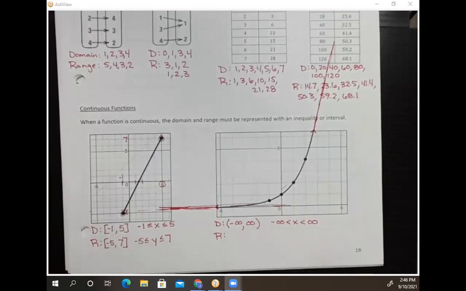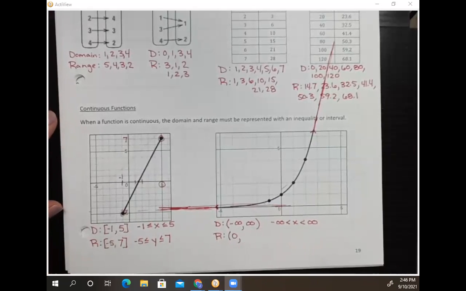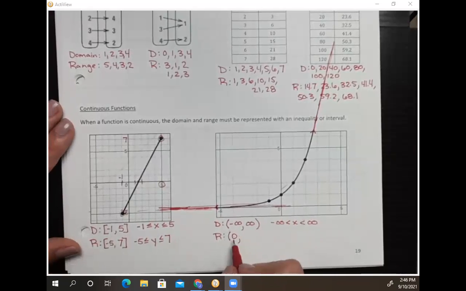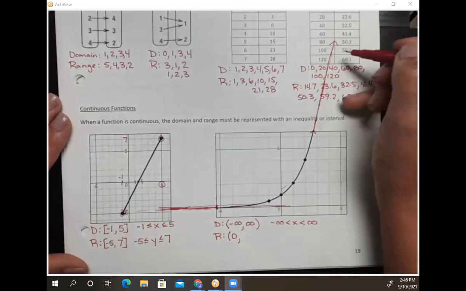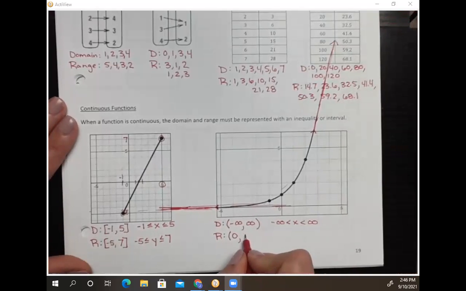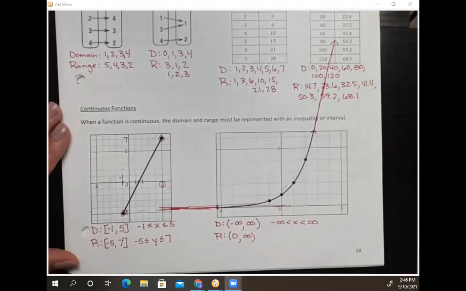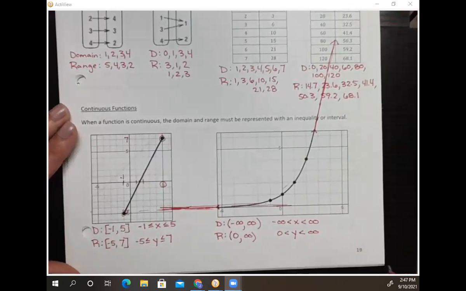So our y value is limited here. I don't get every possible y value. My range has a lower limit of 0. And we'll talk more about why these graphs are like this when we talk about exponential functions next semester. But our range has a lower limit of 0. And then what about on the right side? Do I have a highest point on my graph? No, I go up forever. So our upper limit for our range would be infinity. So here, if I wanted inequality notation, I would go from 0 is less than or equal to y. Oh, just less than, sorry, not equal, is less than infinity.